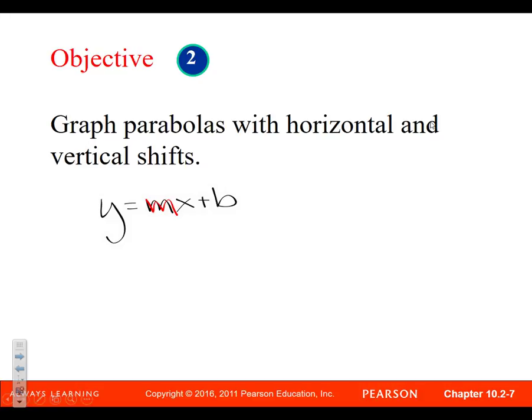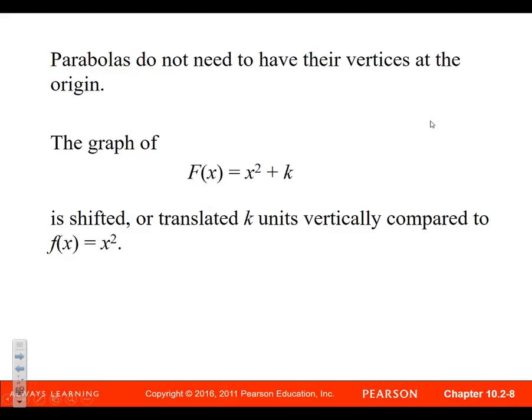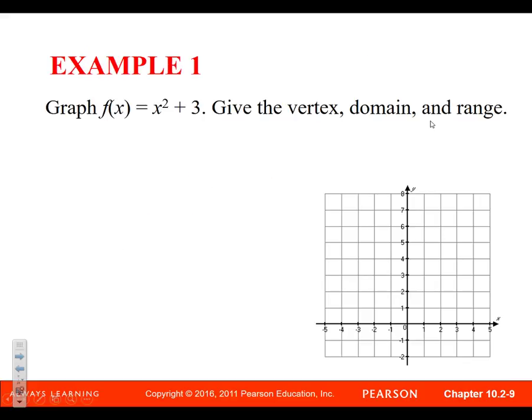And then B, what did B do? The only thing it can do is move the line up and down. That's it. So you spent a whole year talking about lines that do this. Okay? But that's important to know because once we get into the new higher degree functions, we can use the same ideas, okay? So in this case, see that plus 3?